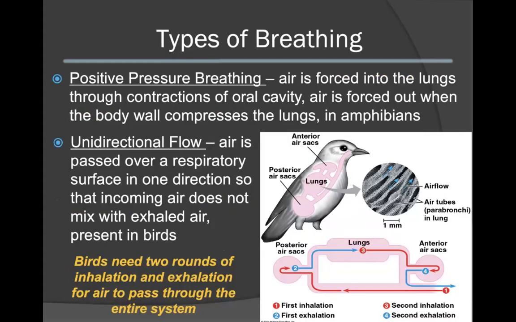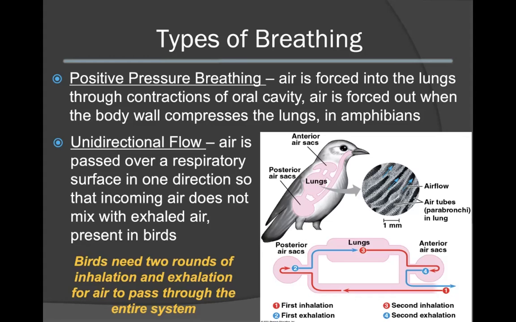In general, there are three main types of breathing: positive pressure breathing, negative pressure breathing, which we'll examine on the next slide, and unidirectional flow. Positive pressure breathing occurs mostly in amphibians. Air will be forced into the lungs through contractions of the oral cavity. Air will then be forced out of the lungs when the body wall compresses the lungs through muscular contractions.